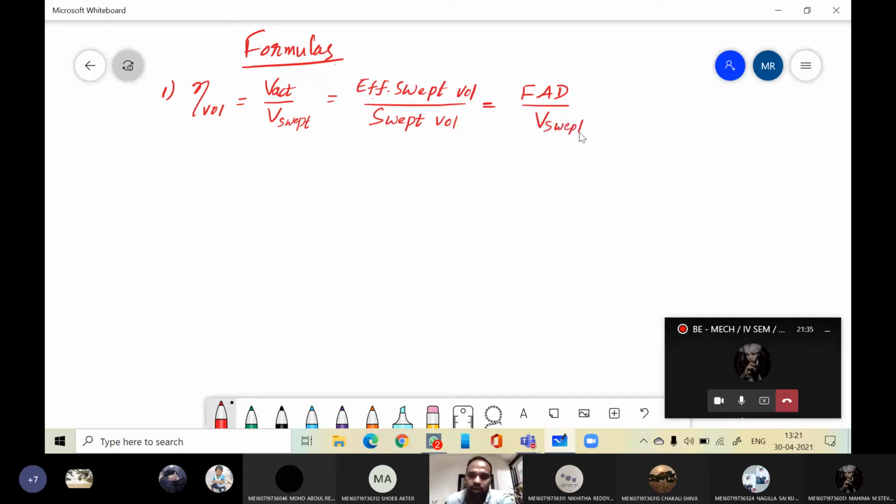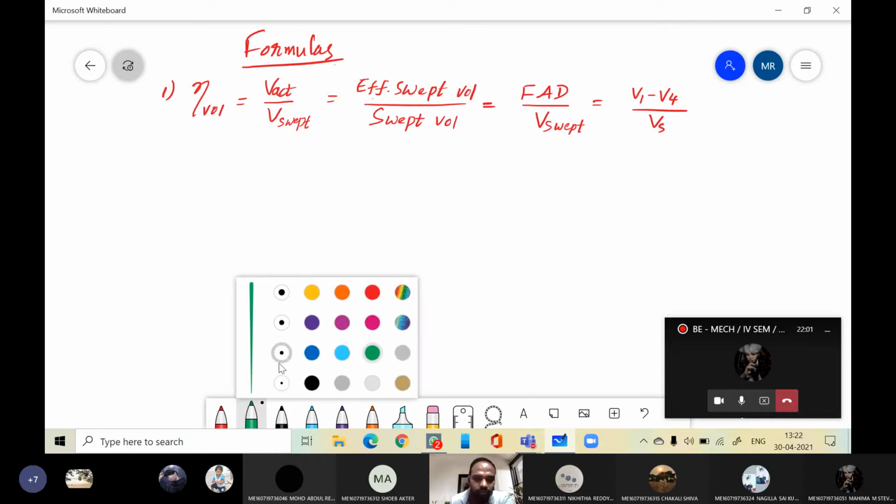Okay, and effective swept volume is nothing but V1 minus V4, divided by swept volume. So like this we can write the formulas to calculate the volumetric efficiency. Effective swept volume is nothing but V1 minus V4. We'll write the next formula, how to calculate the swept volume.